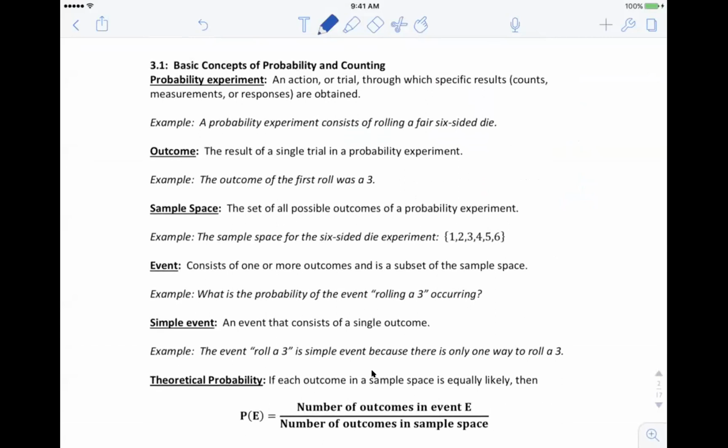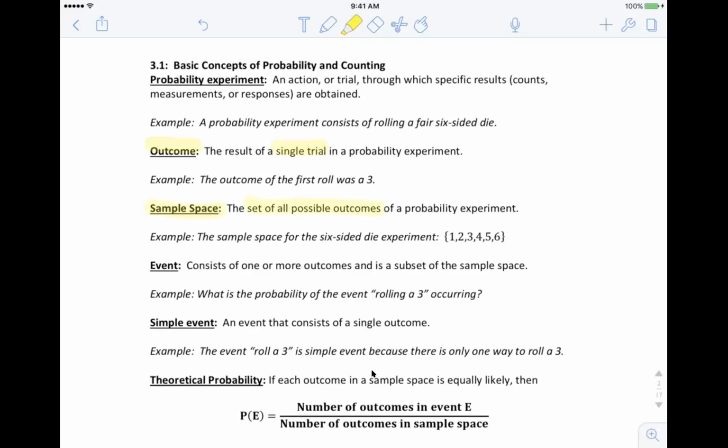Now we're going to get into some of the vocabulary. So I would definitely read through this on your own when you get a chance, but we can highlight some important things here. We have probability experiment. That's what we just did. An outcome is just the result of a single trial. So we were seeing a lot of outcomes in that experiment. A sample space is the set of all possible outcomes.